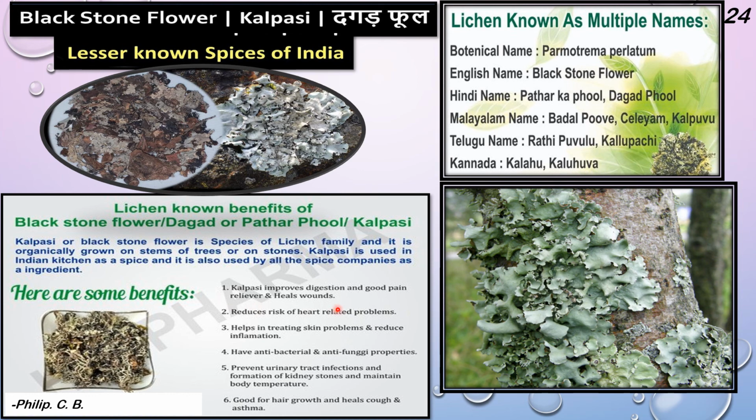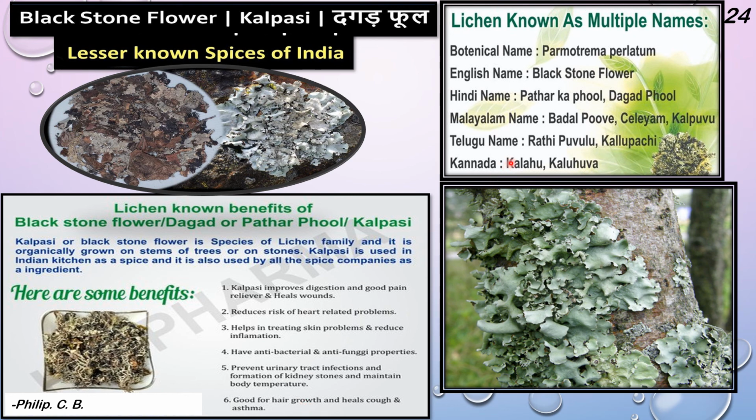Kalpasi improves digestion, is a good pain reliever and heals wounds. See how useful it is. It reduces risk of heart related problems, helps in treating skin problems and reduces inflammation, has antibacterial and antifungal properties, prevents urinary tract infection and formation of kidney stones, and maintains body temperature. Then it is good for hair growth and heals cough and asthma. So when it is good for growth of hair, right? See how many important uses or benefits there are of the blackstone flower.